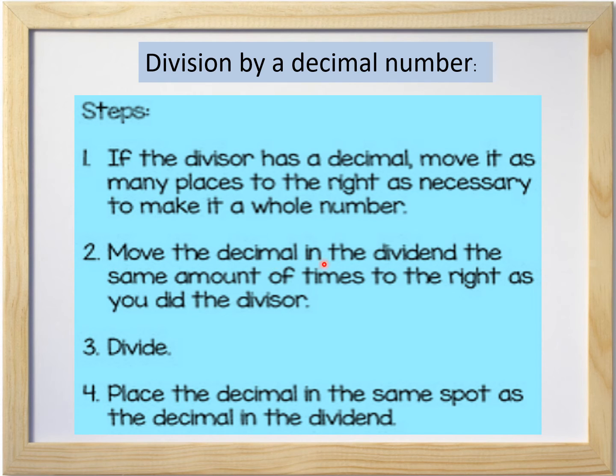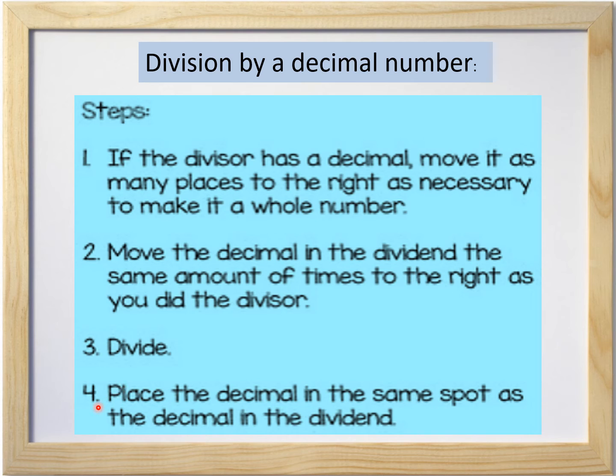Move the decimal point in the dividend the same number of places to the right as you did the divisor, the number of places you moved to make the divisor a whole number. After doing this, the third step is to divide. And the fourth step is to place the decimal point in the same spot as the decimal in the dividend.